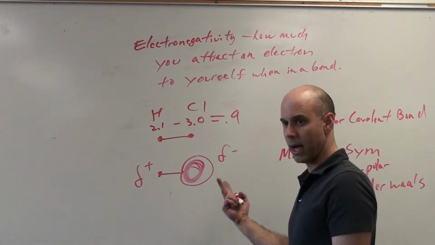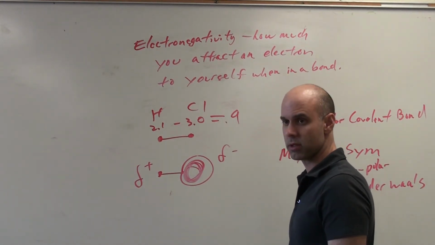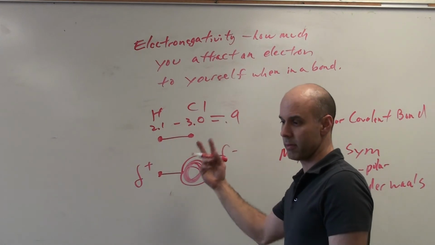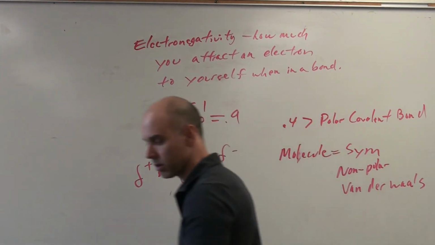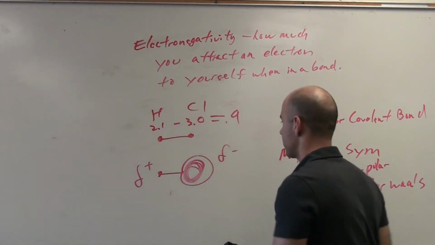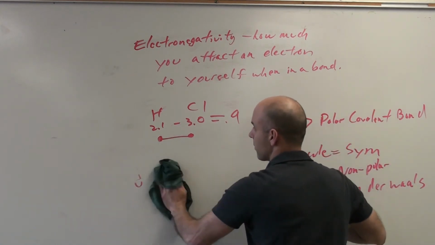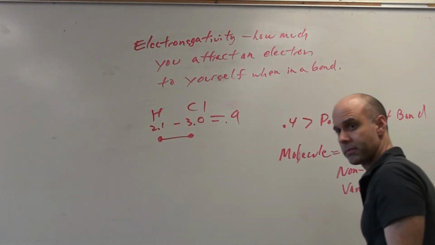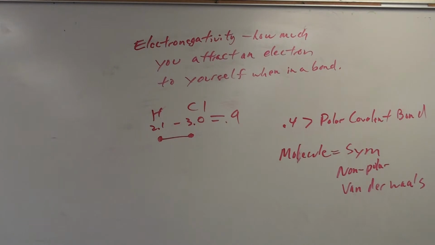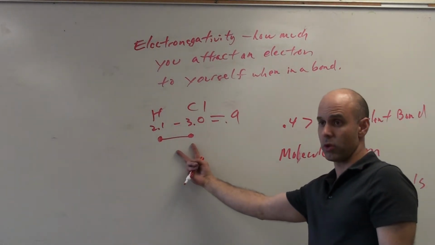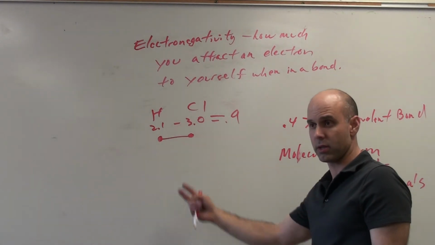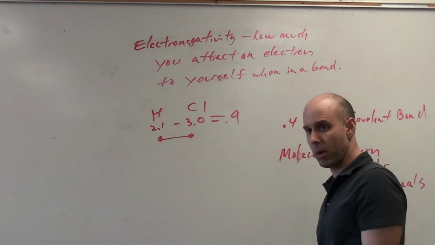So that's the only time that you look to electronegativities, when you're dealing with just two atoms, because it's automatically symmetrical. Wait, so if the electronegativity difference is greater than 0.4, it's polar covalent. Yep. And if the molecule is only two atoms big, then it's going to be a polar molecule as well.